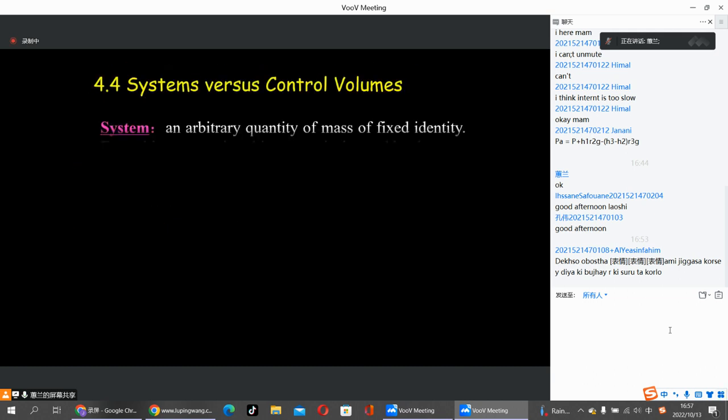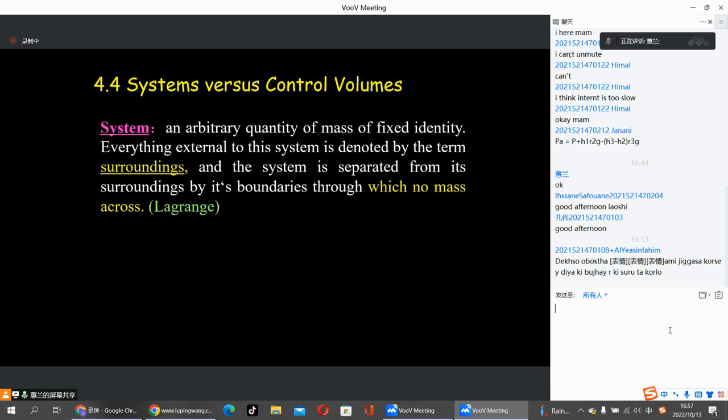So today we continue to introduce the difference between the Lagrangian and Eulerian views, because we know that in mechanics we have two different points of view. One is Lagrangian, to follow the particle. The other is Eulerian, to focus on a space point. That's for differential, right? But if we have a collection of fluid particles or a collection of space points, what will it be? So a system is actually an arbitrary quantity of mass of fixed identity.